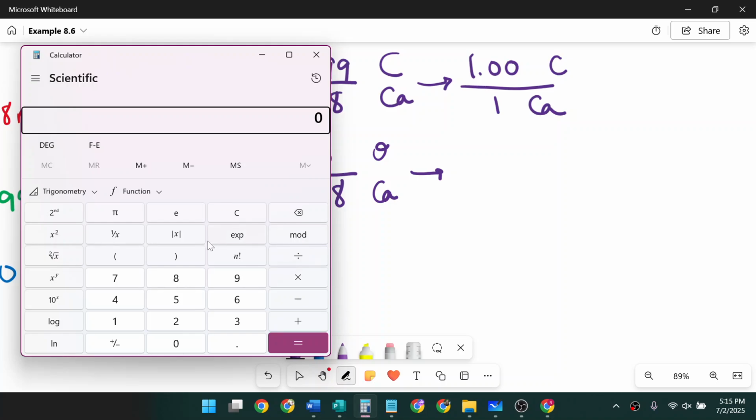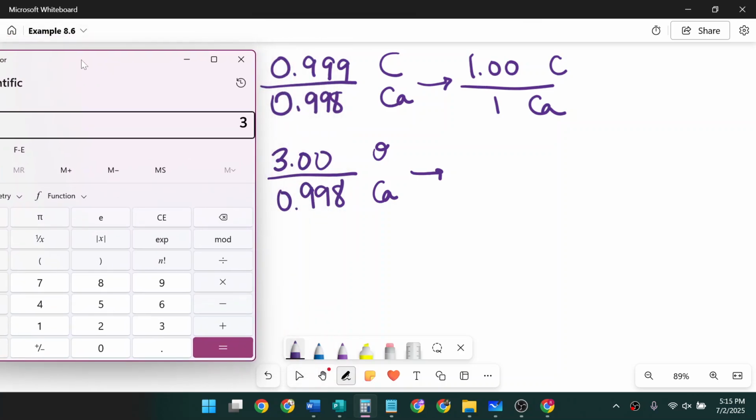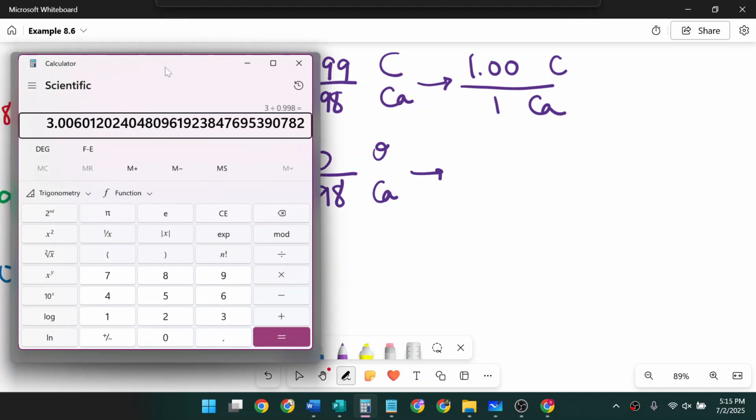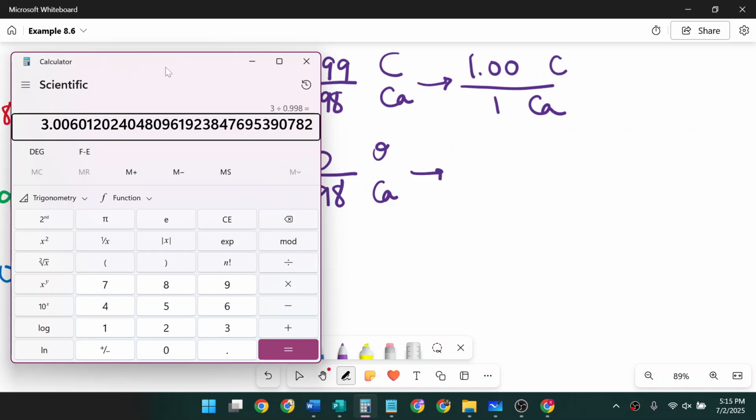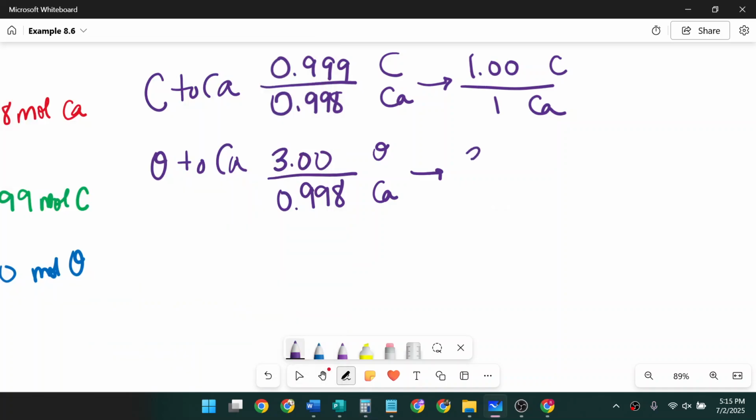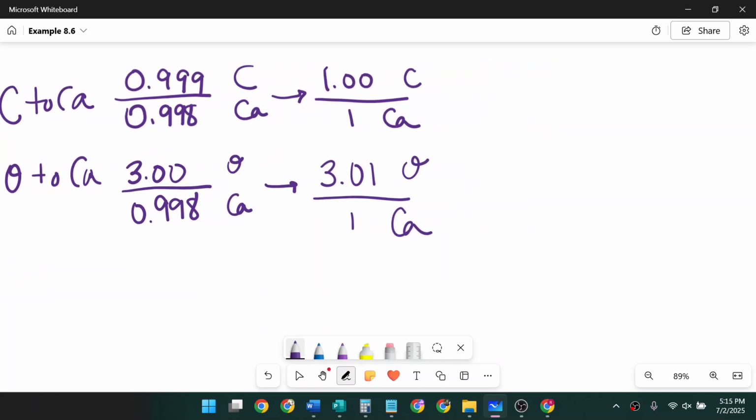The other one, we have 3 moles of oxygen for every 0.998 moles of calcium. And so that turns into 3.01 because we only have 3 significant digits. And so we have 3.01 moles of oxygen for every 1 mole of calcium. You can see these are very close to whole numbers. So this one is 1. This one is close to 3.